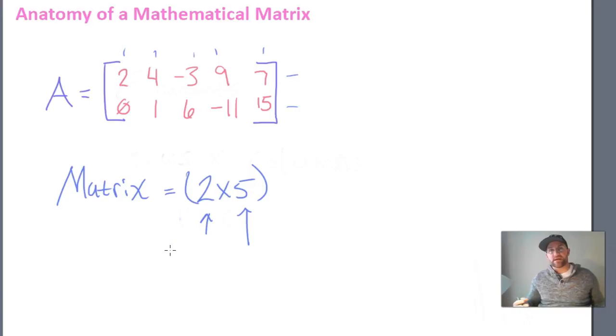Alright, so that's the basic anatomy of a mathematical matrix. We're going to talk about scaling it up, adding, subtracting, and multiplying matrices together in the next video.